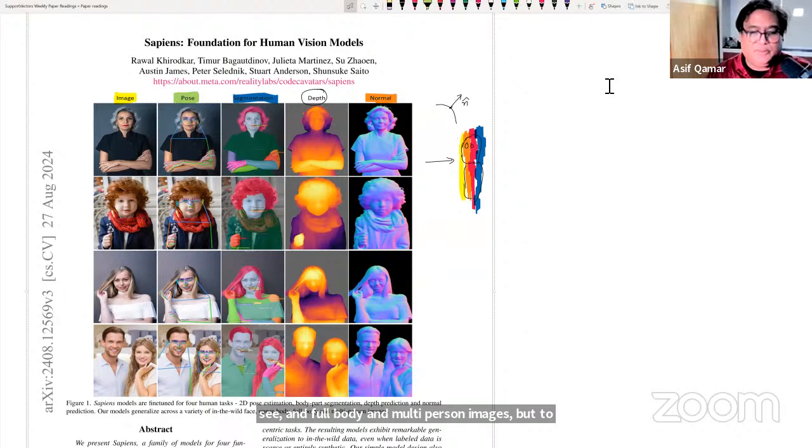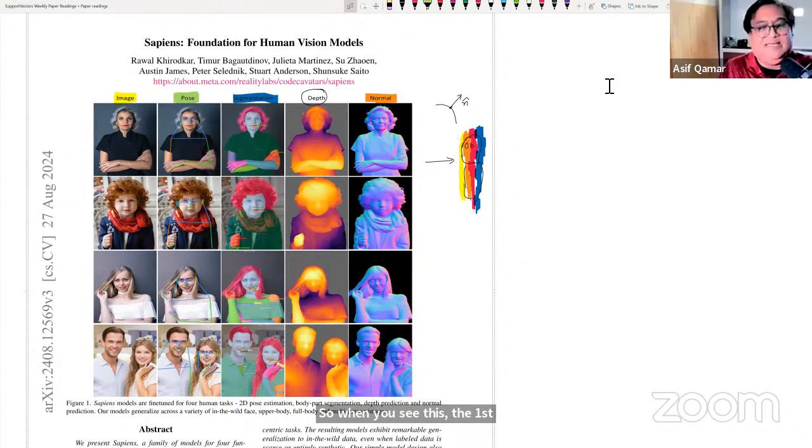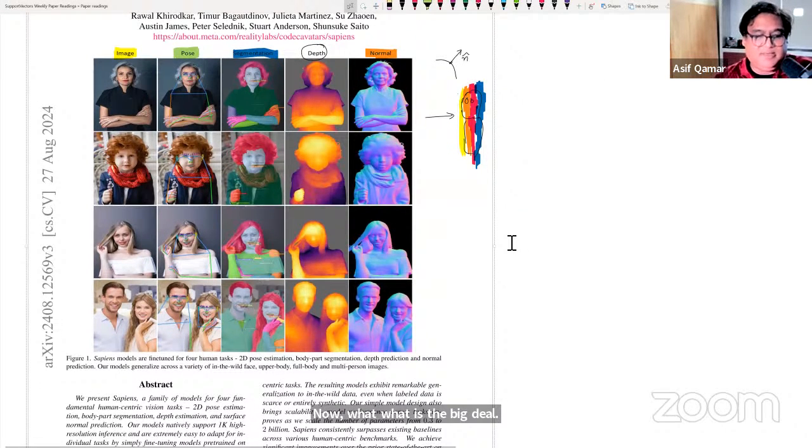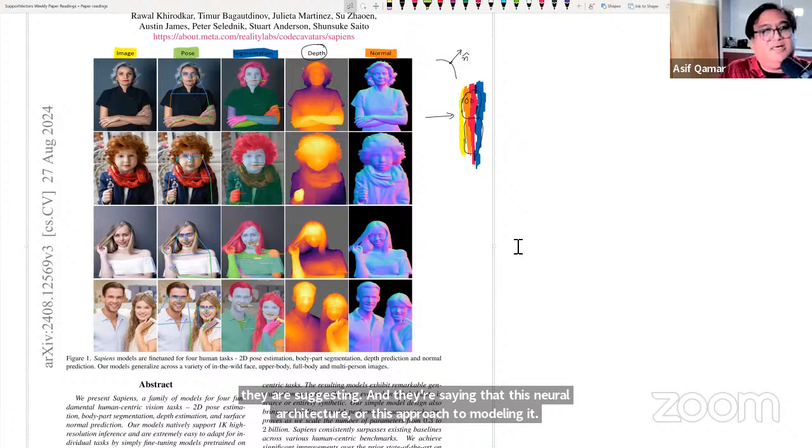Right? So when you see this, the first thing that occurs to you is, now what is the big deal? Why should you care about reading this paper? I suppose the big deal is to realize that you are creating one set of models to do all of it. You see that? There is a common approach, a common algorithm, a common neural architecture they are suggesting, and they're saying that this neural architecture or this approach to modeling can solve a fairly wide variety of tasks.